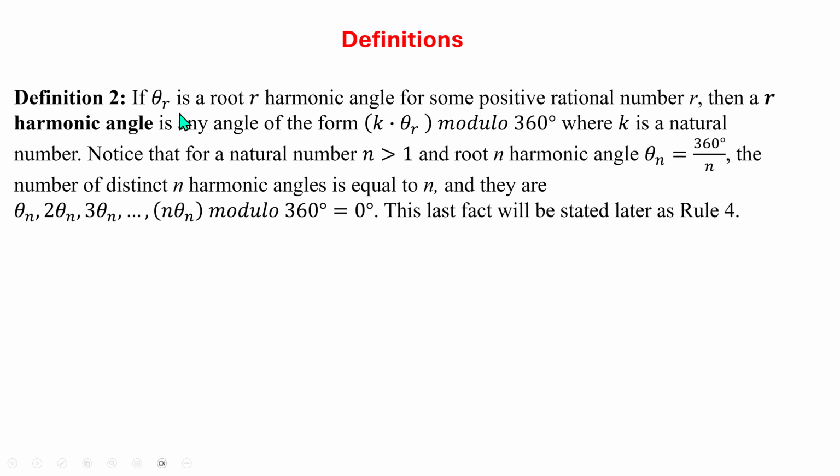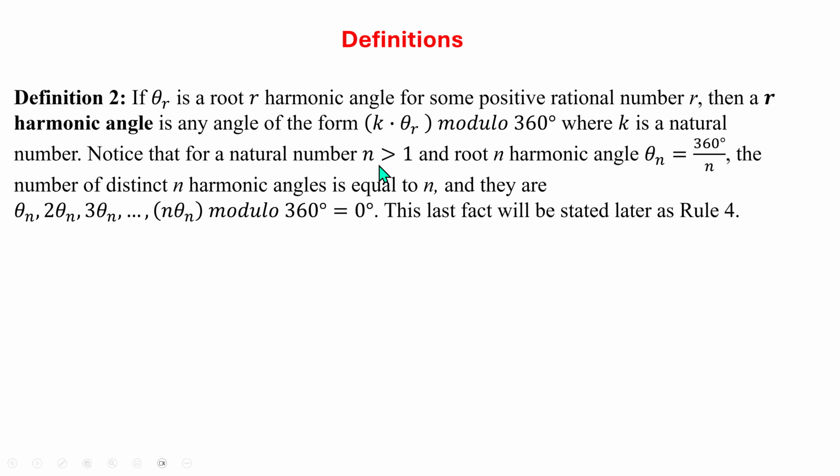Okay, definition two. If theta sub R is a root R harmonic angle for some positive number R, then an R harmonic angle is any angle of the form k times theta sub R modulo 360 degrees, where k is a natural number. In other words, we get all the R harmonic angles by taking our root harmonic angle, multiplying that angle by various natural numbers, and reducing the result modulo 360 degrees.